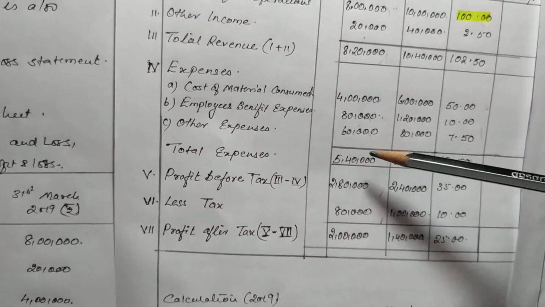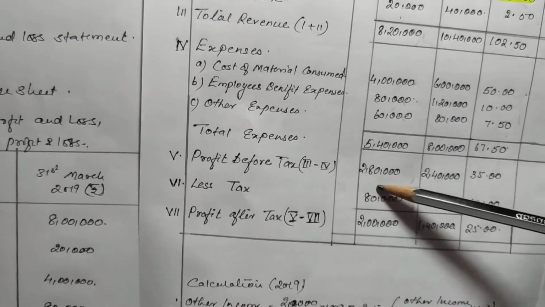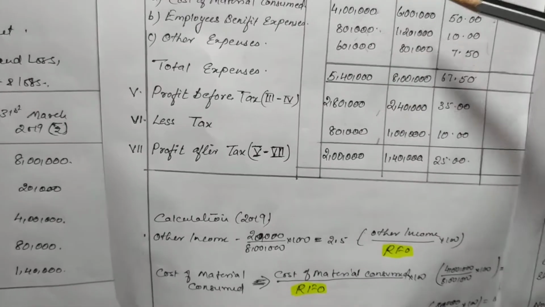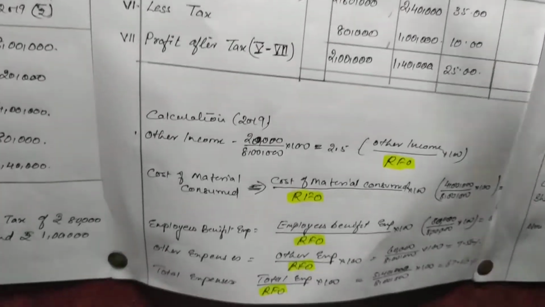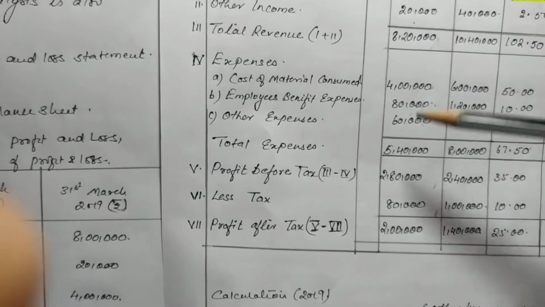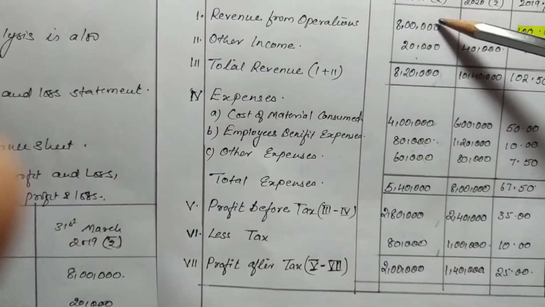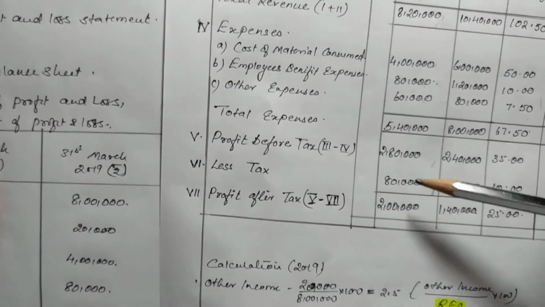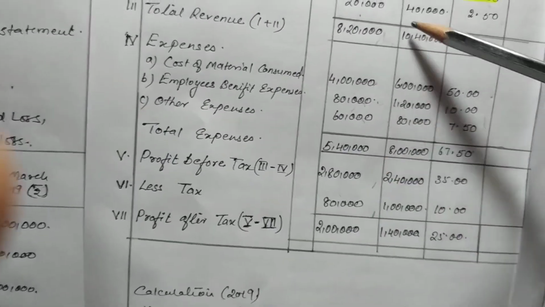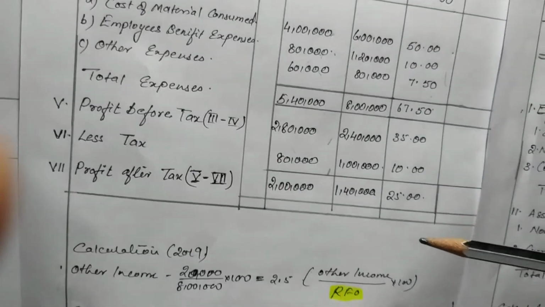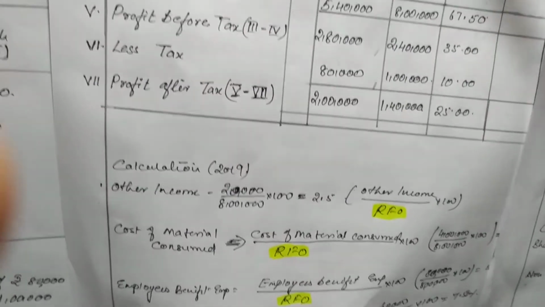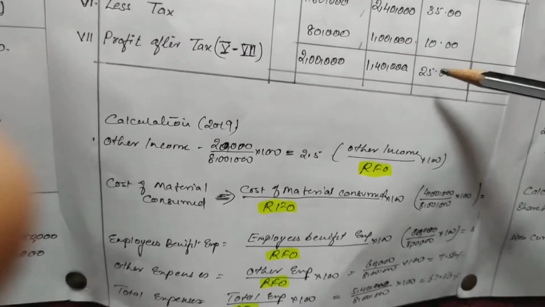total revenue minus expenses, you got the profit. Then the profit percentage also you will calculate by taking the base as revenue from operation. Okay, that is total profit upon revenue from operation into 100. Then tax also, tax upon revenue from operation into 100. Then profit after tax divided by revenue from operation into 100.